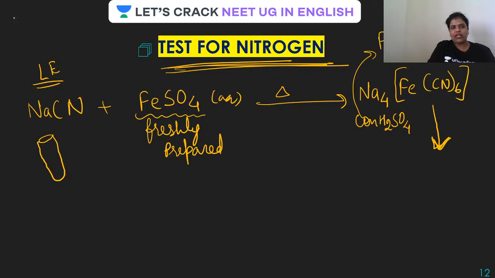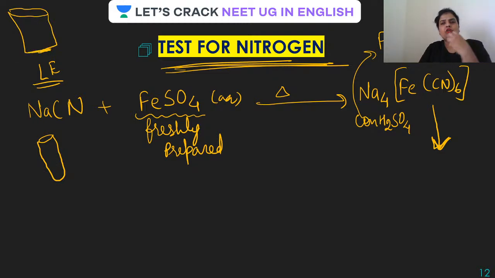and you have stored Lassaigne's extract in the beaker. Don't waste it, you are supposed to use it very judiciously, because you have to perform all the tests using this. So take just 1 ml of Lassaigne's extract, add freshly prepared FeSO4, warm it, and then add concentrated H2SO4.